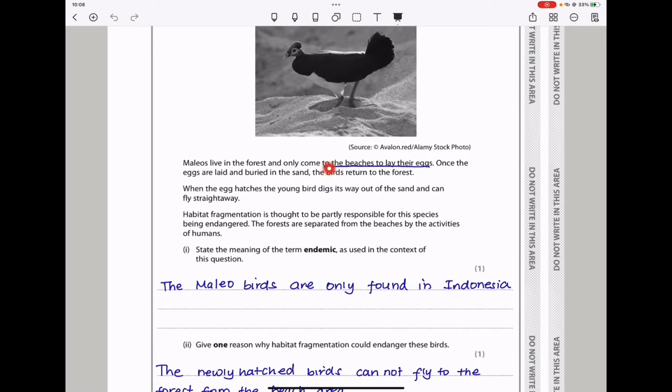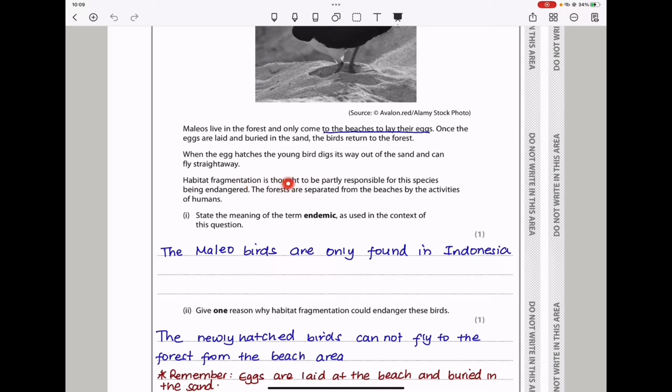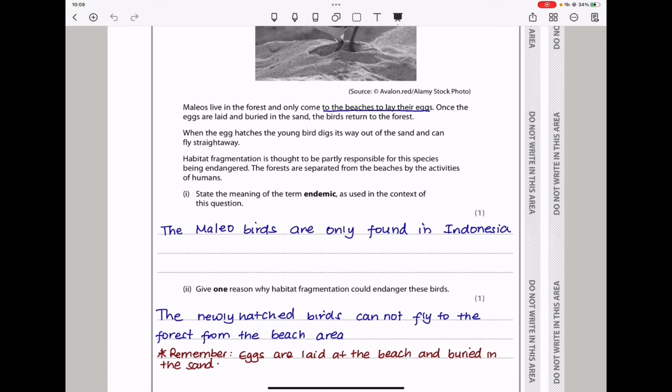Malayas live in the forest and only come to the beaches to lay their eggs. Once the eggs are laid and buried in the sand, the birds return to the forest. When the egg hatches, the young bird digs its way out of the sand and can fly straight away. Habitat fragmentation is thought to be partly responsible for this species being endangered. The forests are separated from the beaches by activities of humans.